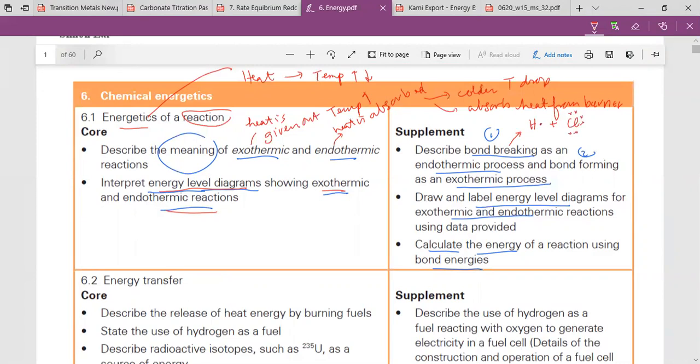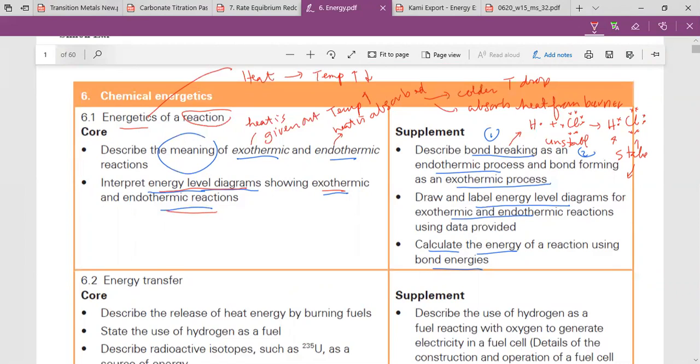This forms your HCl, dot and cross. Now, when you form the bond here, these are stable. Why? Octet and then duplet. So it's stable, and this is unstable. So from unstable to stable, that means it will be more stable. So when it's stable, heat is given out.